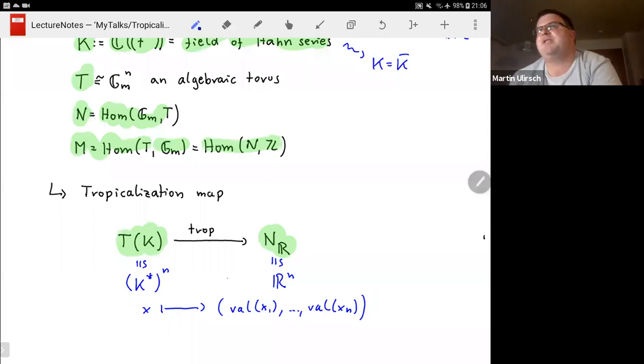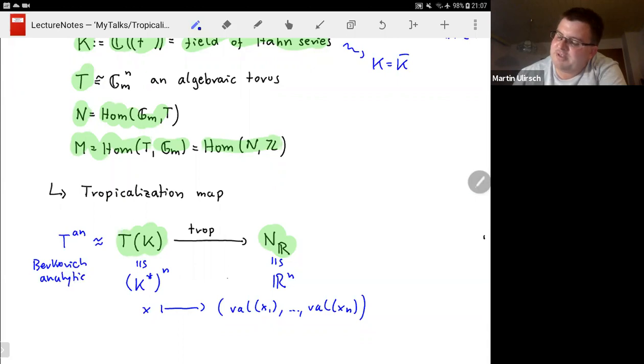So you have this map, it's called a tropicalization map. And why do I work with this humongous field? Because secretly, I'm actually thinking of this to be a good enough approximation of a thing called the Berkovich analytic space.